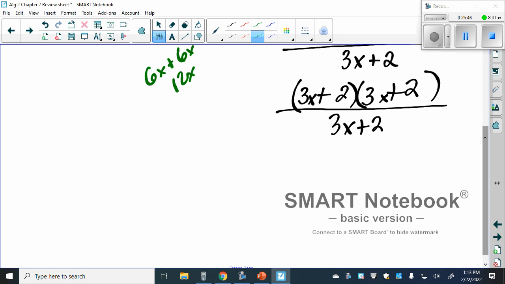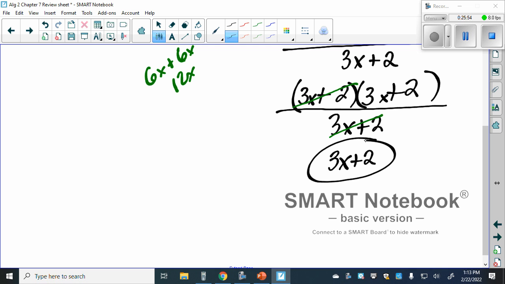Well, one of these will cancel, telling us that we have an answer of 3x plus 2. Now, the denominator did simplify to 1, so we don't have to rewrite it back in because it is 1.